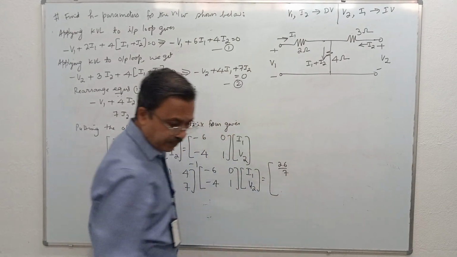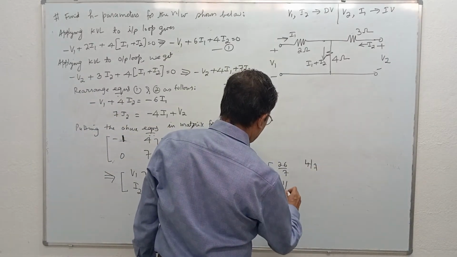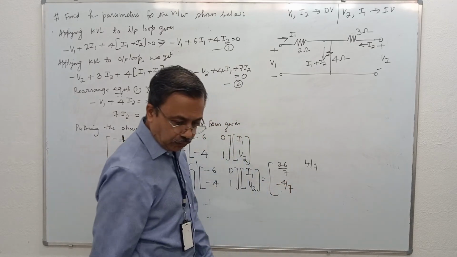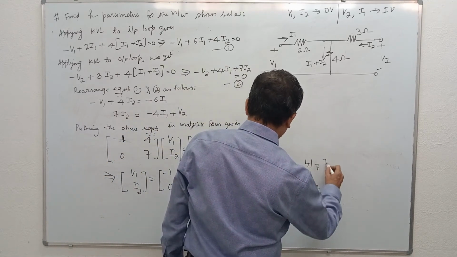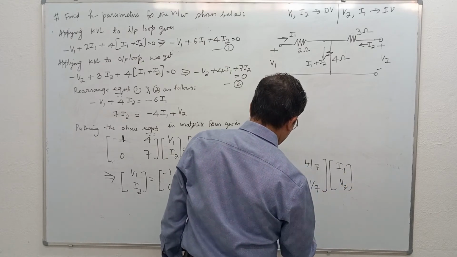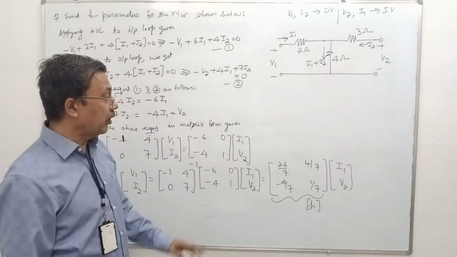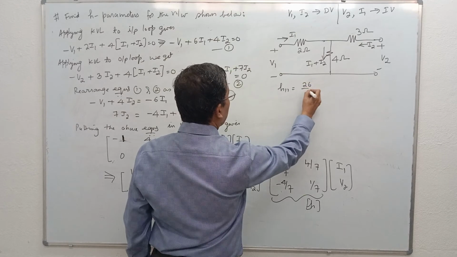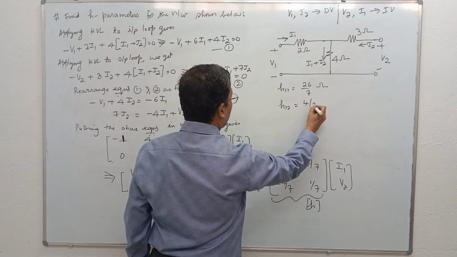26 by 7, 4 by 7, minus 1 by 7, minus 4 by 7 and 1 by 7, multiplied by column matrix I1, V2. This is the H matrix. All elements of the H matrix do not have the same unit. This is H11. What is H11? H11 is 26 by 7 ohms. What is H12? Dimensionless. It is 4 by 7.